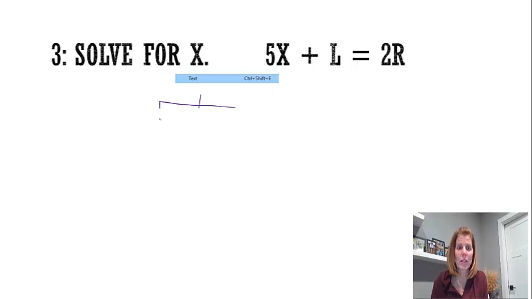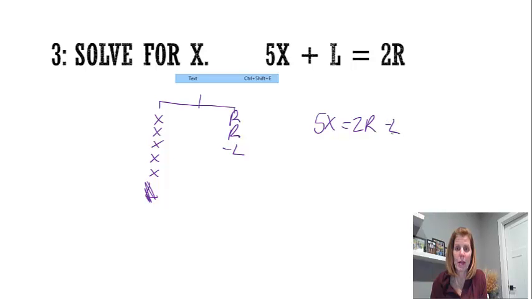First of all, it says 5 x's, so I'm going to draw 5 x's and then an L. And then on the right side, I have 2 R's. Okay, so now I want the x's to stay there. I don't want the L, so to get rid of the L, I'm going to subtract it. Scribbling it out means I subtracted it. And now I'm going to look at what I have. On the left side, I still have 5 x's. And on the right side, I have 2 r's, and I have that minus L.